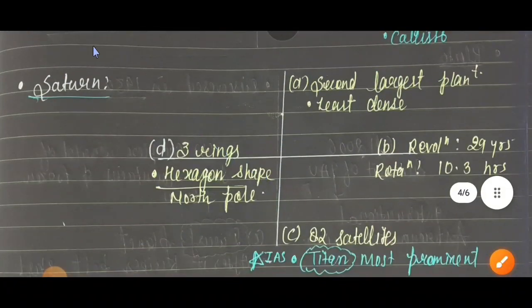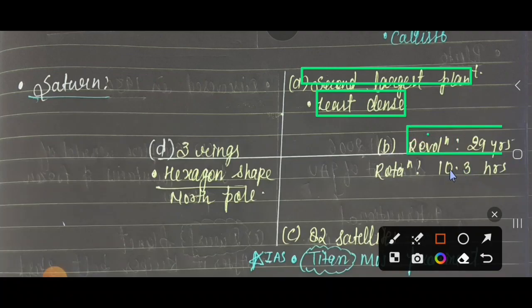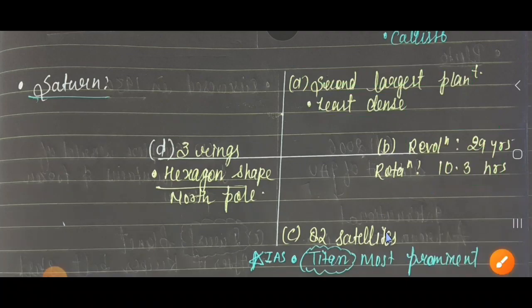Now Saturn comes. It is the second largest planet of our solar system, and it is the least dense, meaning the density of Saturn is very low, and it has a revolution period of about 29 years. It has a rotation period of about 10.3 hours, and it has 82 satellites, and Titan is the most prominent one.